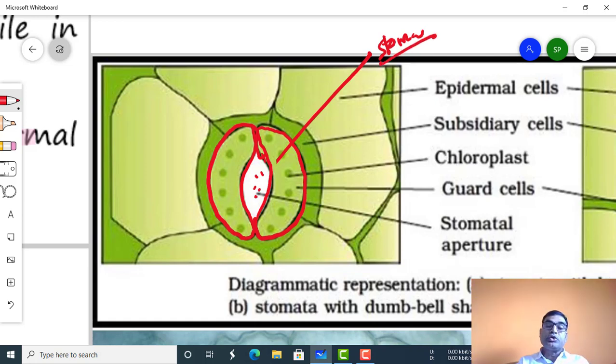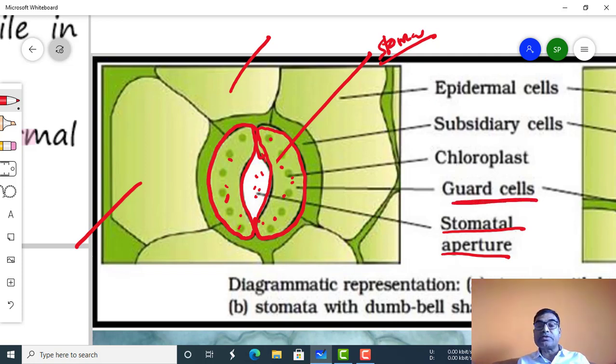So stoma plus guard cells along with accessory cells, some of the epidermal cells which surround the guard cells, are called accessory cells or subsidiary cells. This entire structure is the structure of stomata. Here, this is the stomatal aperture or stomatal pore. These are the guard cells. The guard cells are rich in chloroplast. Then these are the subsidiary cells.